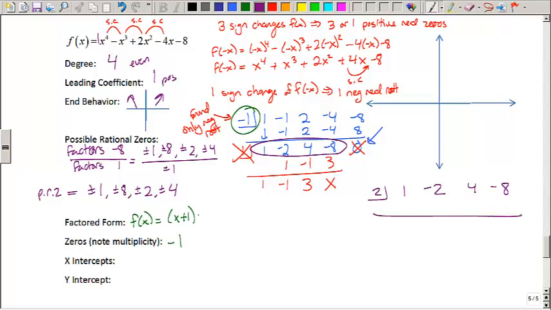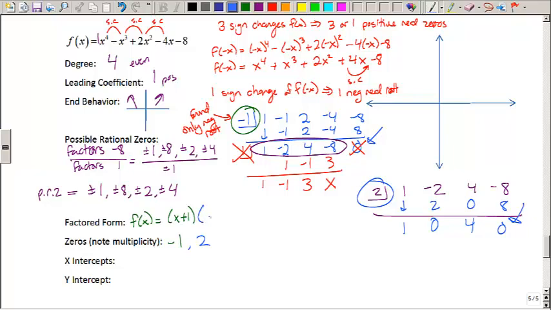Remember, don't pick any negatives, because you've already found the only negative root we should have. 1 times 2 is 2, add down. 2 times 0 is 0, add down. 4 times 2 is 8, add down, you get a 0. Hey, I got it. That's really good news for us. So that means 2 is a 0.